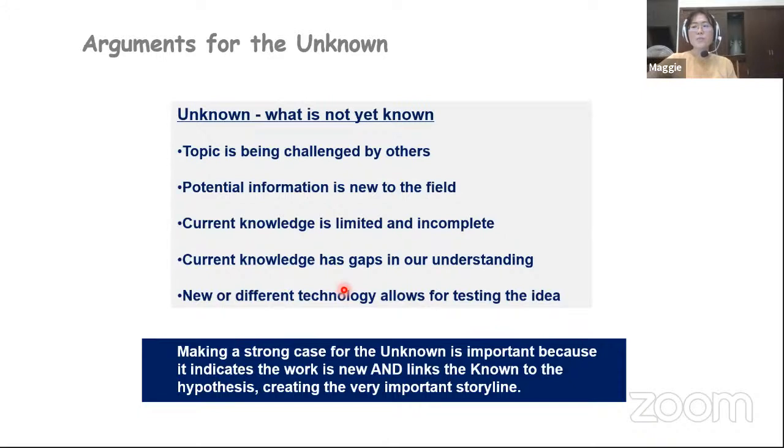Okay, arguments for the unknown. So the unknown is what is not yet known. It could be a topic being challenged by others. It can have potential new information in the field. The current knowledge is limited and incomplete. The current knowledge has gaps in our understanding. New or different techniques are available for testing the idea. So in this section, you need to make sure that the readers know the purpose of the whole study.